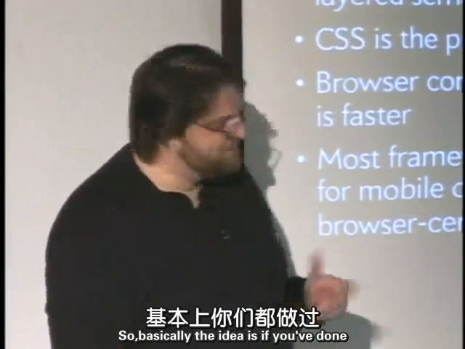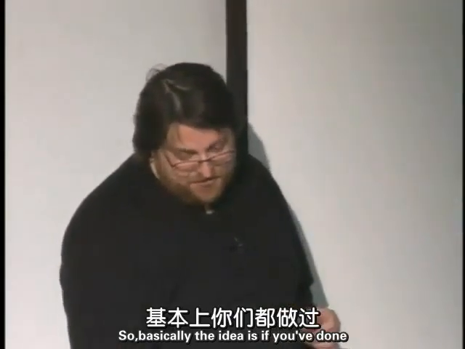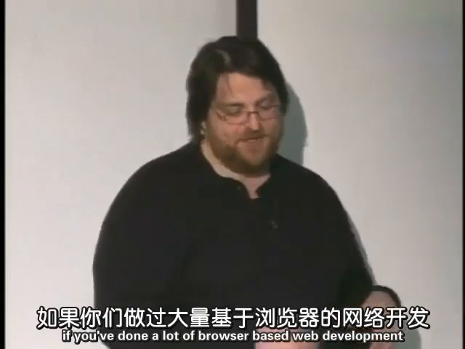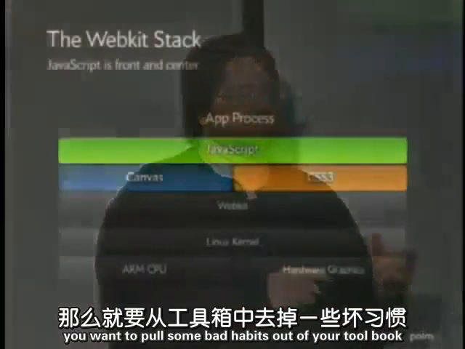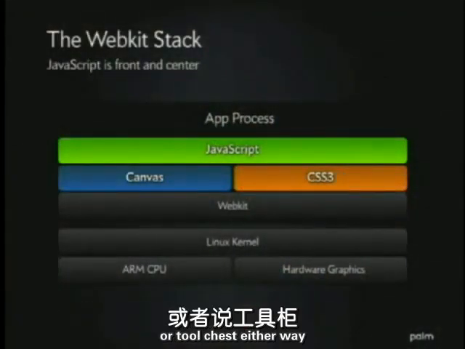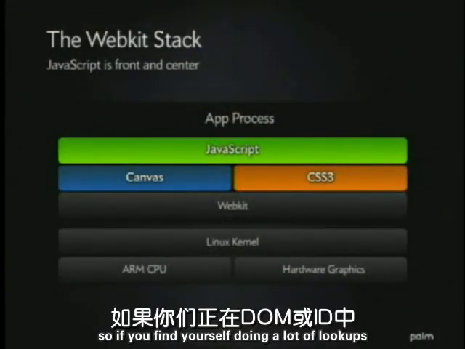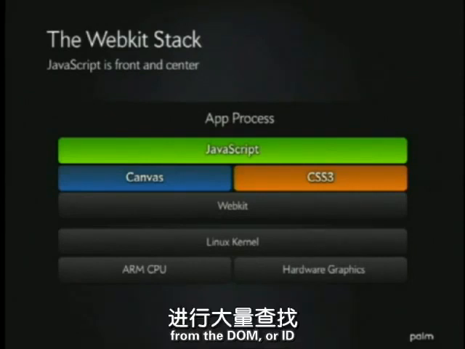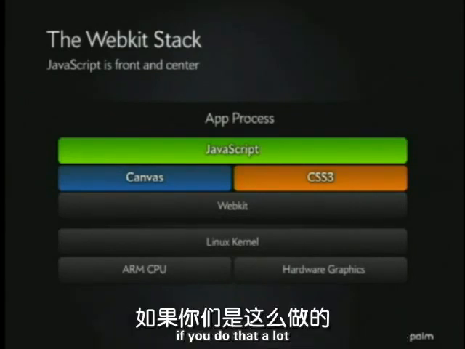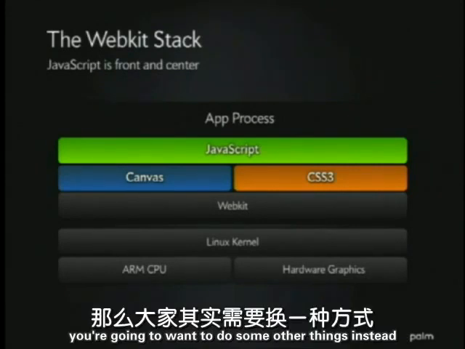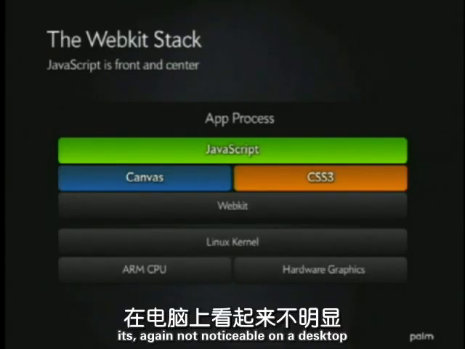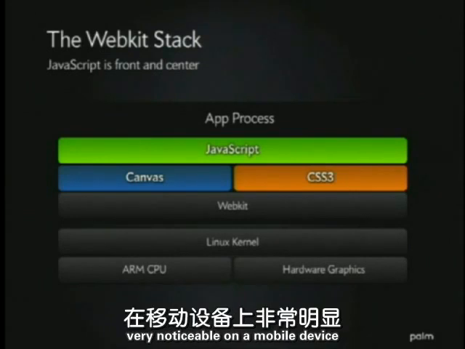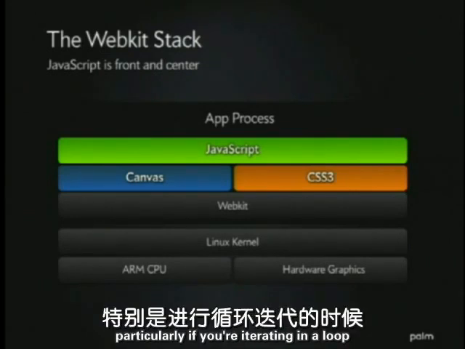Okay, so basically the idea is, and I'm not going to focus on this too much, if you've done a lot of browser-based web development, you want to pull some bad habits out of your tool chest. So if you find yourself doing a lot of lookups in the DOM, getElementById, or if you're doing any of the cool shortcuts that are in jQuery, if you do that a lot, you're going to want to do some other things instead. That's the sort of operation that takes a while. It's, again, not noticeable on a desktop, very noticeable on a mobile device, particularly if you're iterating in a loop.